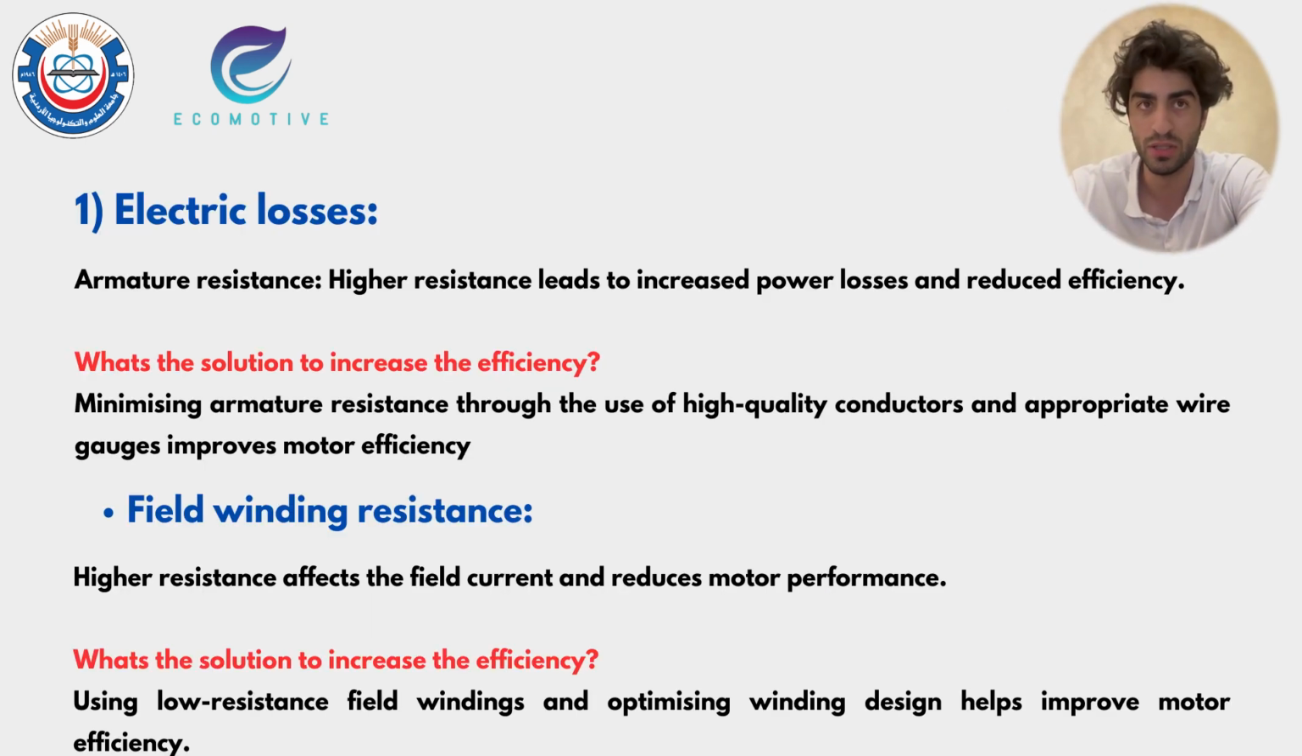Number one, electrical losses. Armature resistance: high resistance leads to increased power losses and reduced efficiency. So what's the solution? Minimizing armature resistance through the use of quality conductors and appropriate wire gauge improves motor efficiency. Field winding resistance: higher resistance affects the field current and reduces motor performance. The solution is using low resistance field windings, and optimizing winding designs helps improve motor efficiency.